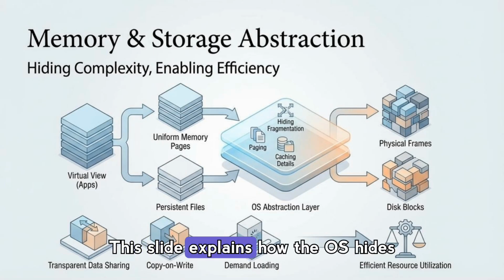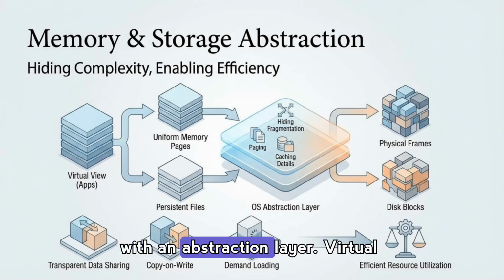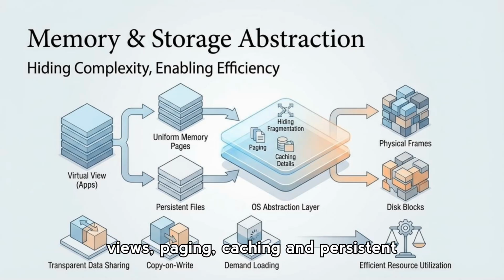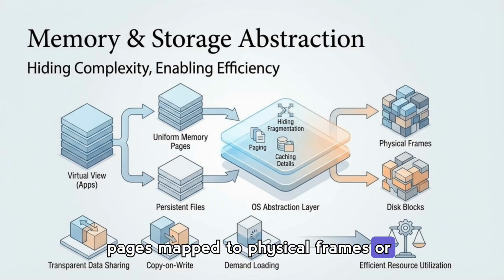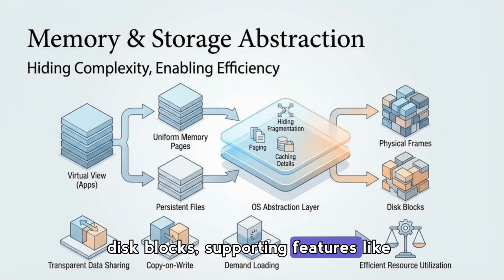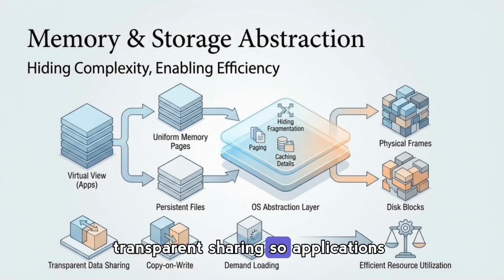This slide explains how the OS hides storage and memory complexity with an abstraction layer. Virtual views, paging, caching, and persistent files are presented as uniform pages mapped to physical frames or disk blocks, supporting features like demand loading, copy on write, and transparent sharing. So, applications see a simple memory model, while the OS optimizes real hardware use.